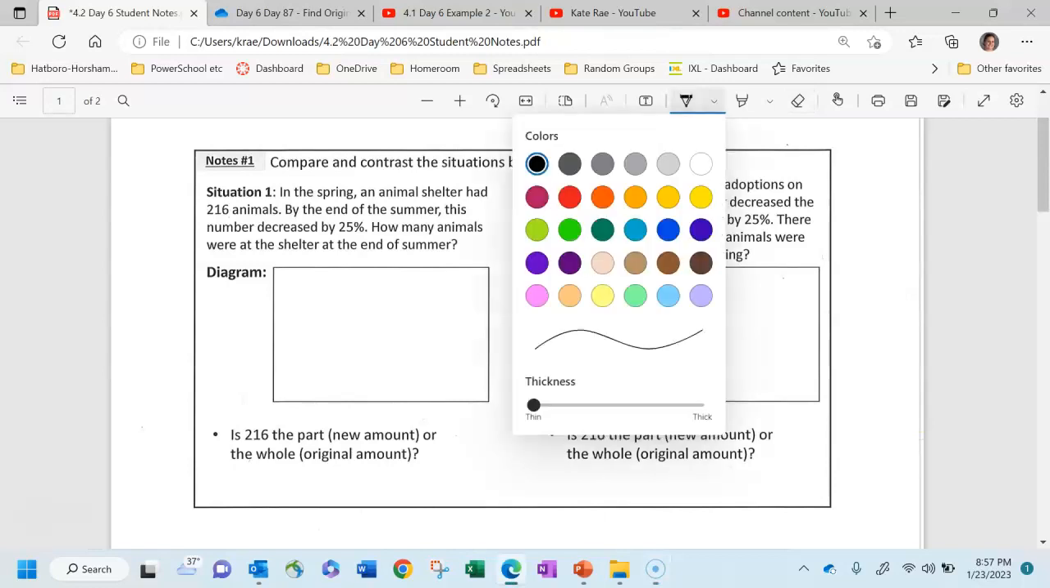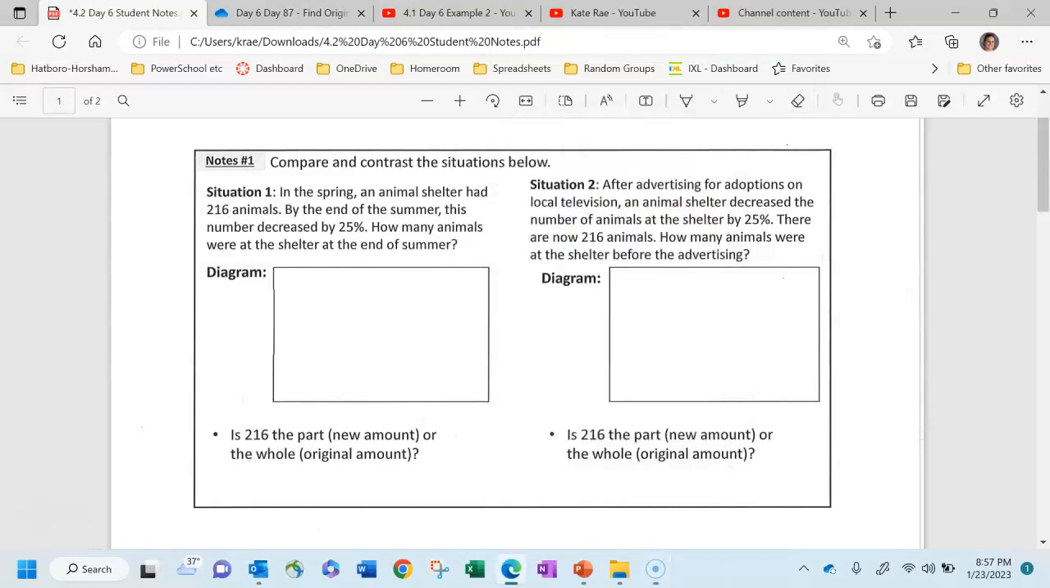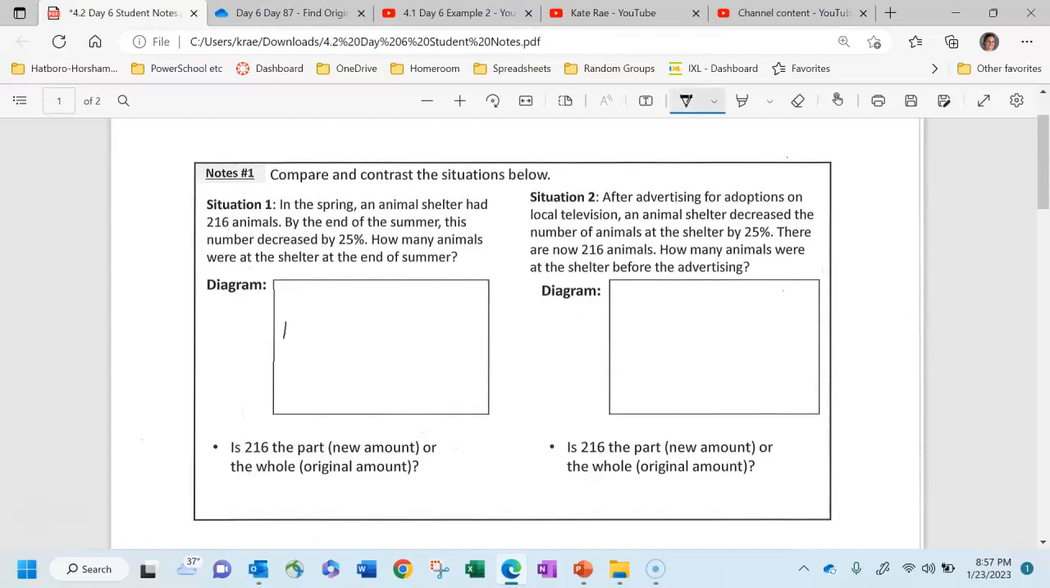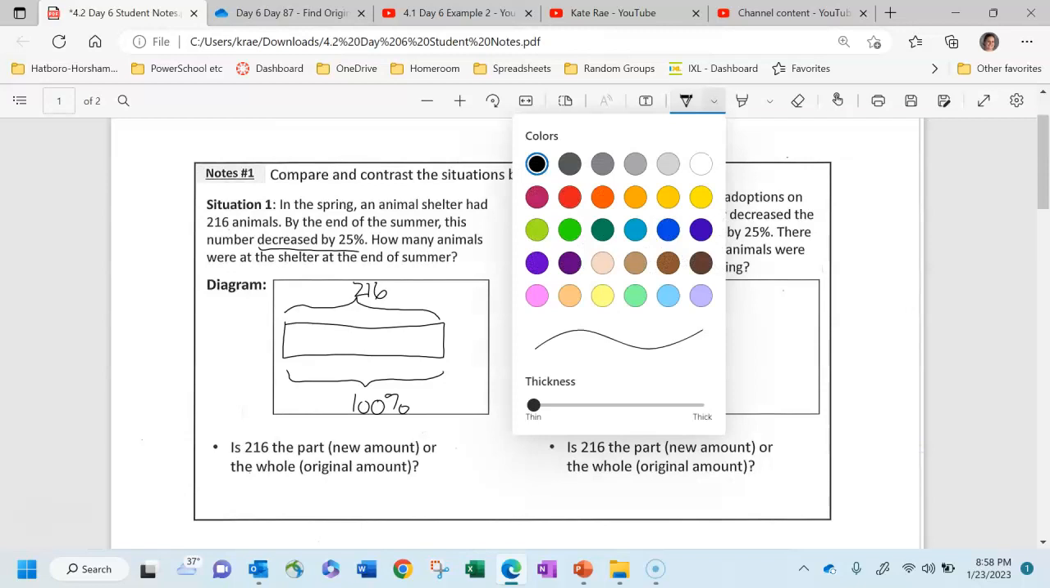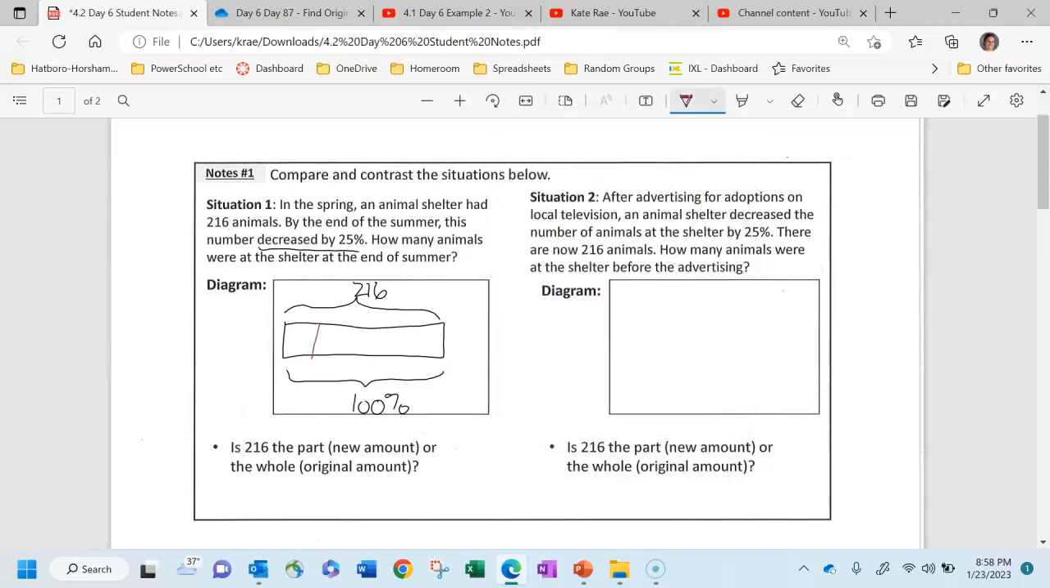Okay, so to do this problem with a diagram, we're going to draw a rectangle to represent our tape diagram, and that's going to be 100%, which is the amount of animals we had in the spring, the amount of animals we started with, which is the 216 animals. That amount is going to decrease by 25%. So I'm going to take my diagram here and split it into 4 sections to represent 25% each. So each section represents 25%.